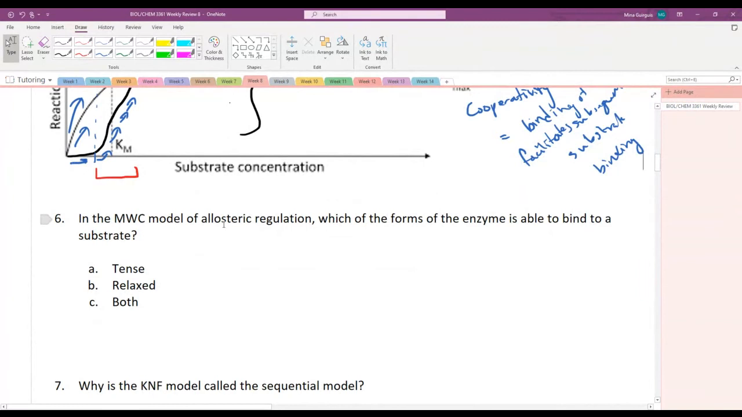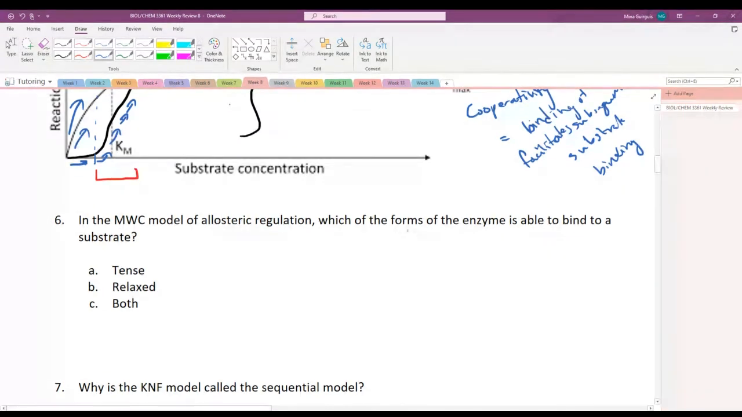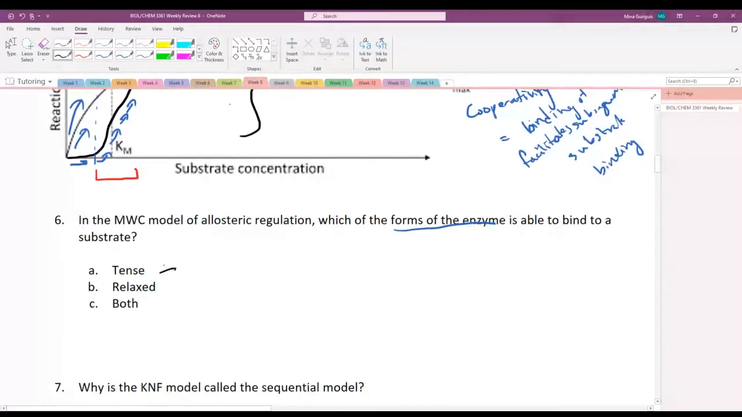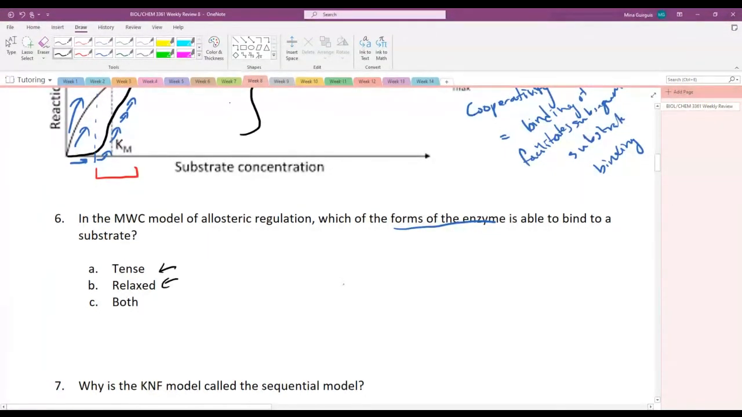So in the MWC model of allosteric regulation, which of the forms of the enzyme is able to bind to a substrate? Okay, and the correct answer to this relies on, well, what are these forms of the enzyme? Okay, I'm going to switch back to black. So we can think of the enzyme as having, as you guys can tell, a tense and a relaxed state.